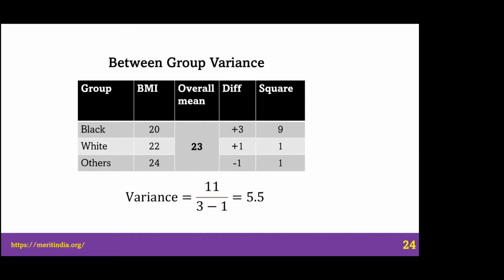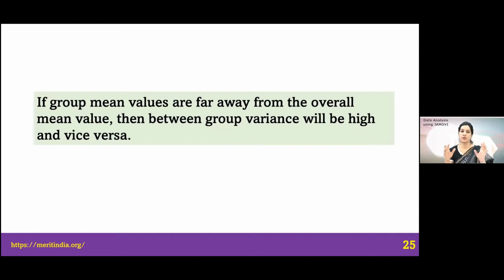Okay. So if it is clear, in this case, again, the same concept. If the group mean values are far away from the overall mean, then the variance will be high. If the group mean value is very close to the overall mean, there will be less variance.